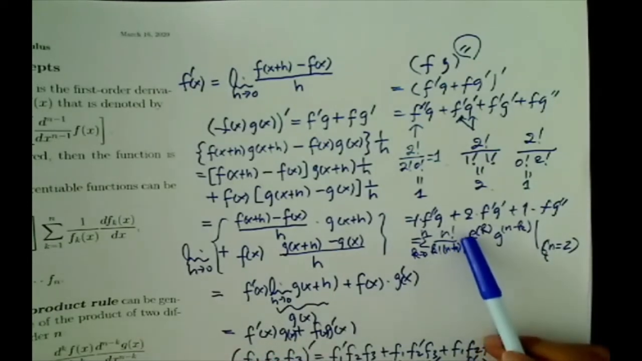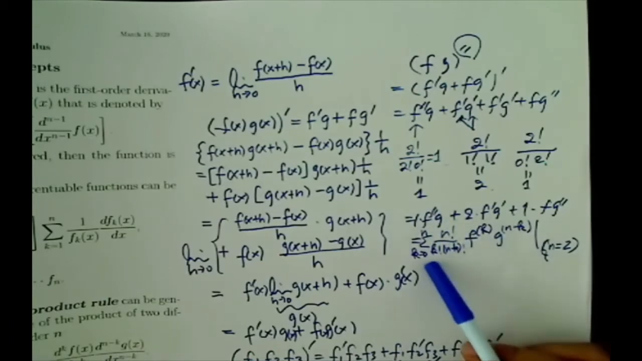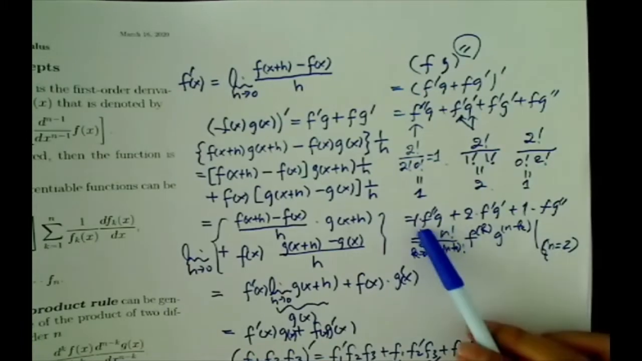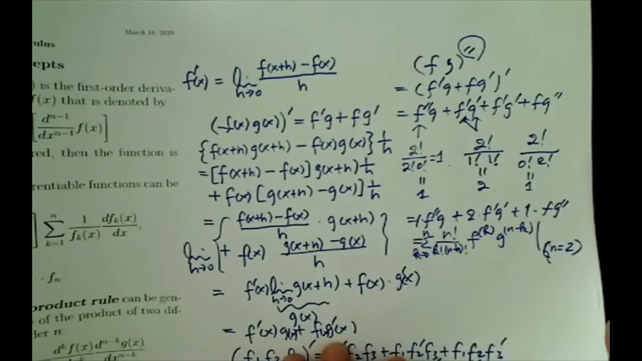This is the combination for the nth order derivative, n factorial divided by k factorial for the number of f derivatives, and for the number of derivatives for g, that is n minus k, there is a factorial in the denominator. So if we substitute n equals 2, then we reproduce this result.